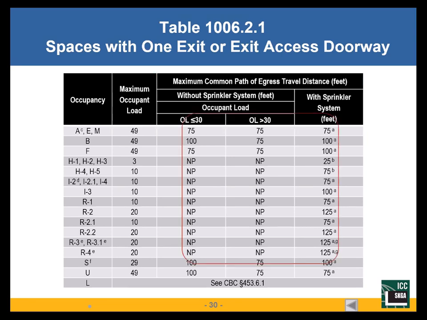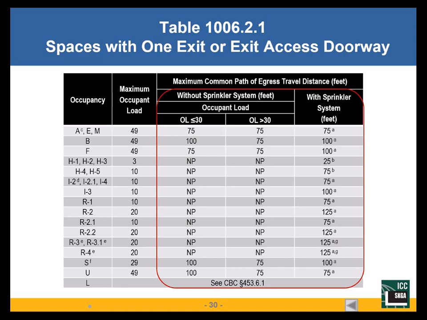So this says, what's that common path of travel? And then also, is the building sprinklered? And if it's not sprinklered, is the occupant load above or below 30? And that determines, okay, if it's an M occupancy, occupant load of 40. So I'm above the 30, but wait, it's sprinklered. I get 75 feet of travel distance. I can have a common path of travel of 75 feet.